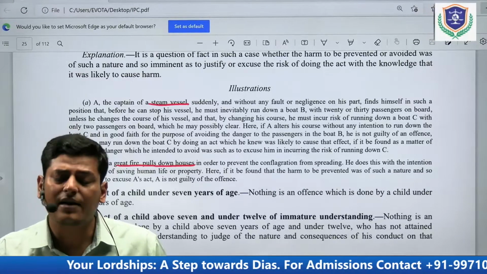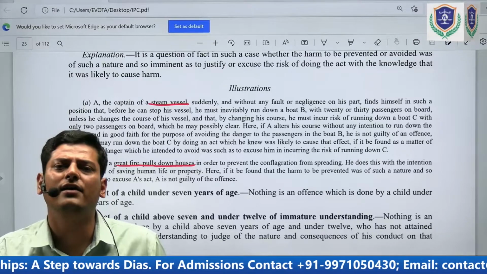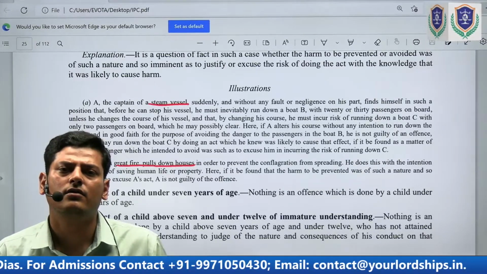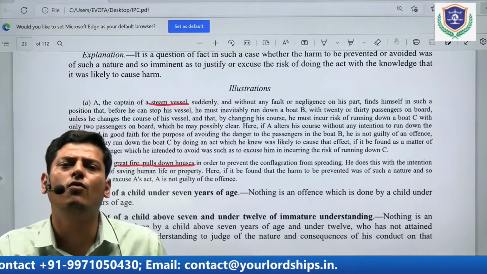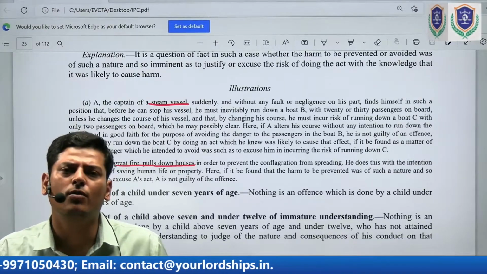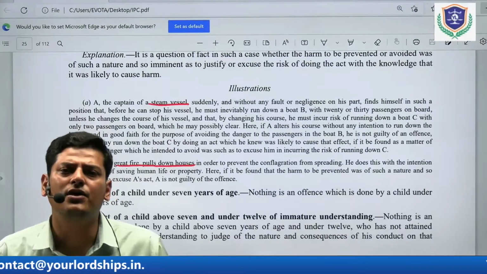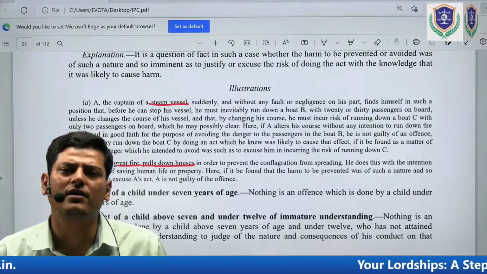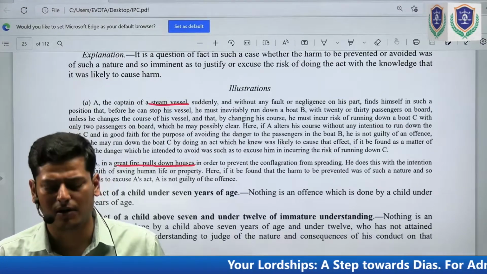Then in that case, if you had run down the other boat which is carrying fewer persons in good faith, with due care and caution, there was no want of caution on your part, without any criminal intention you had done that to avoid some other harm, then the defense of necessity will be available.